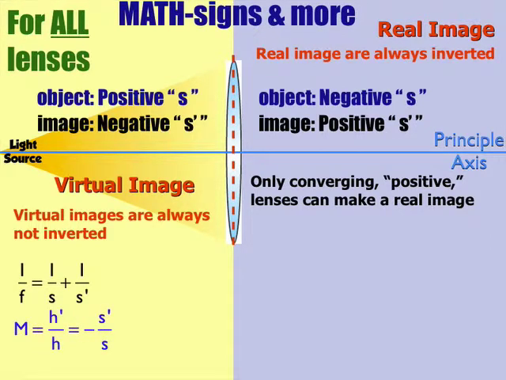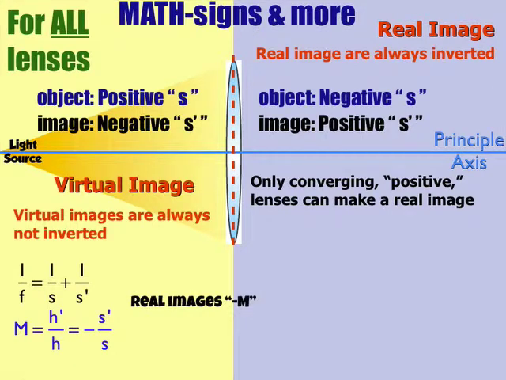The formula for magnification is m is equal to h prime divided by h, which is equal to negative s prime divided by s. Magnification is a multiplier, so if you get a magnification of 2, it's twice as high. If you get a magnification of a half, it's half as high. Magnifications multiply. If you have multiple lenses and you find the magnification for each lens, to find the total magnification for the system, you just multiply all the magnifications together.